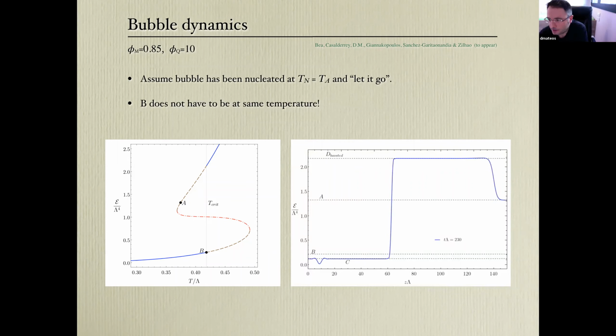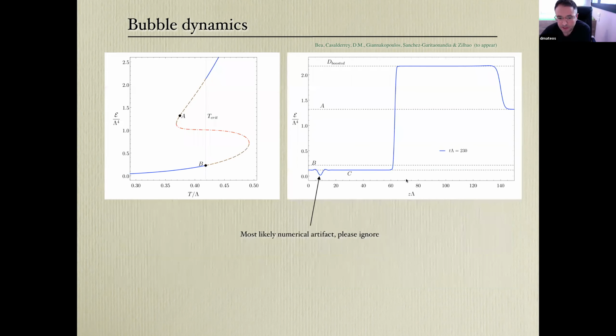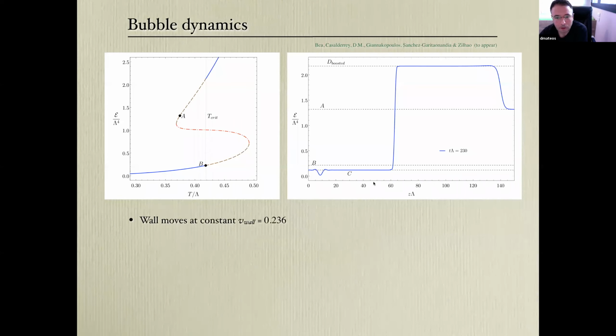Okay, so that's what happens. Let's walk through the different things that we see here. First of all, this little bump here, I believe is a numerical artifact. We are still running with different resolutions, et cetera. So please ignore this for the moment, okay? This is to be completely clarified. Now, what we see in this simulation that I just showed you is that the wall of the bubble moves to the right with constant velocity, which in this particular case happens to be 0.236.